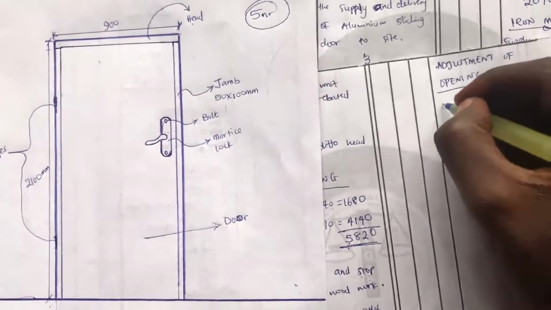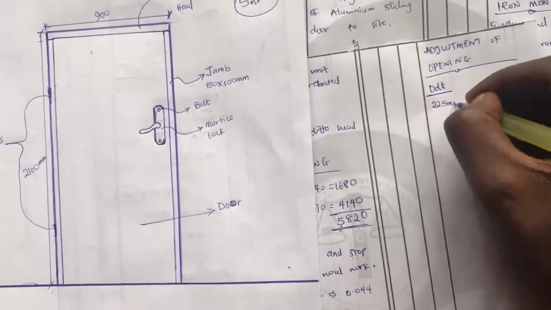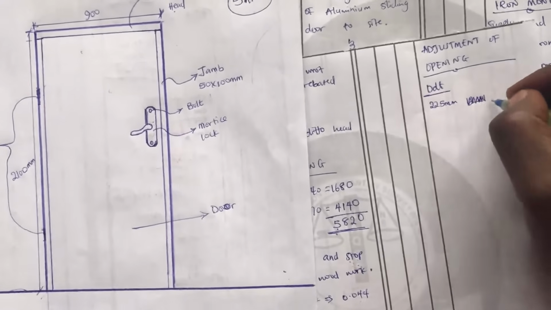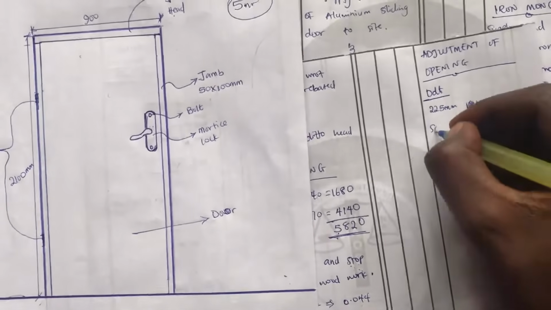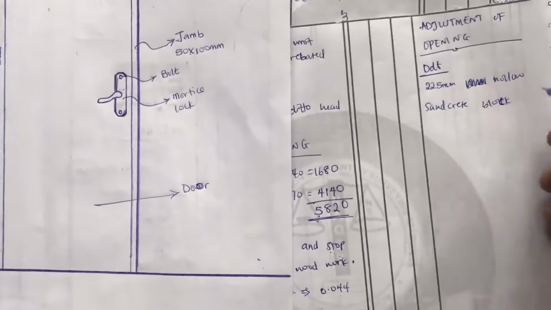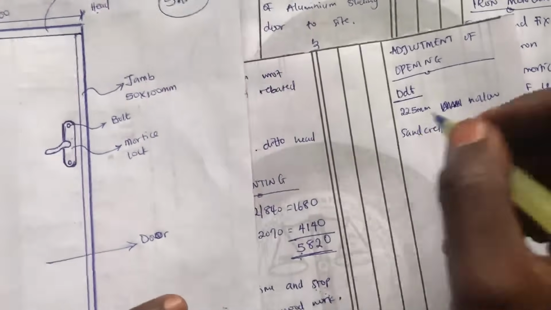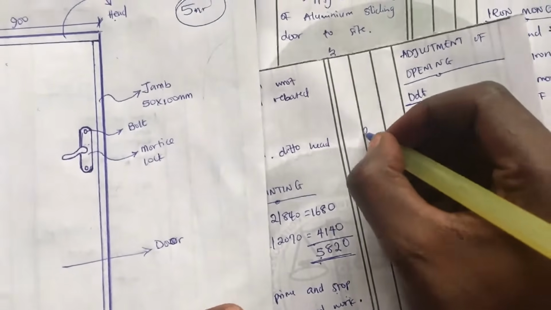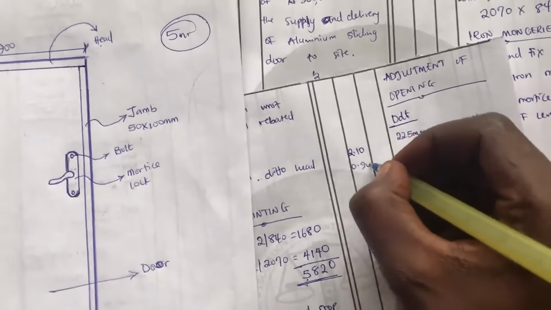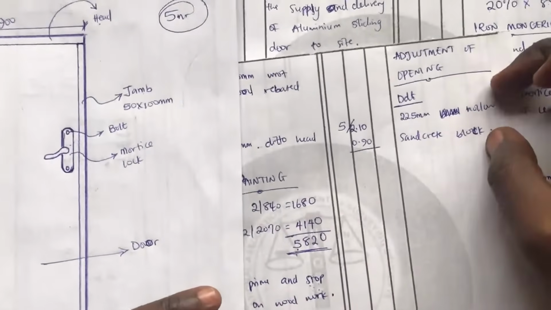So for opening adjustment, what I would write is: deduct 225 mm hollow concrete block work. This is measured in square meters, so you can just book for it. The space of your door is 2.10 high and 0.90 wide. Now multiply this by 5 because there are 5 doors. I'm already done deducting for block.